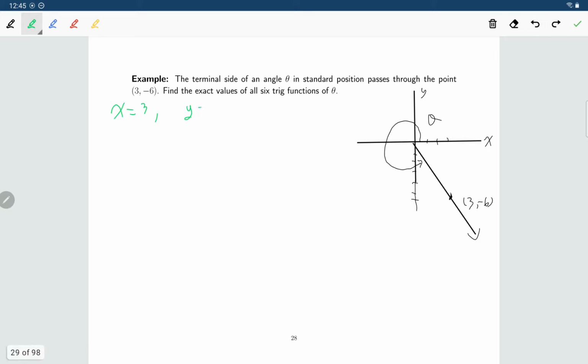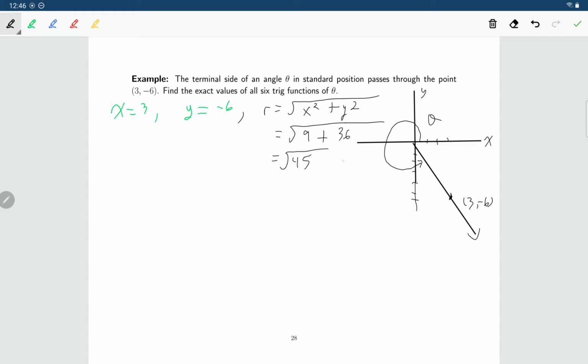And so before we can find the values of all of our trig functions, we'll need to know the value of r. And this is where we'll use our formula that r is the square root of x squared plus y squared. Don't forget, of course, when we're squaring x and y, we're squaring the negative as well. So in the case of x squared, that's 3 squared, which is 9. y squared, -6 squared, that's positive 36. So r is root of 45, which in simplest terms would be root of 9 times root of 5, which is 3 root of 5.